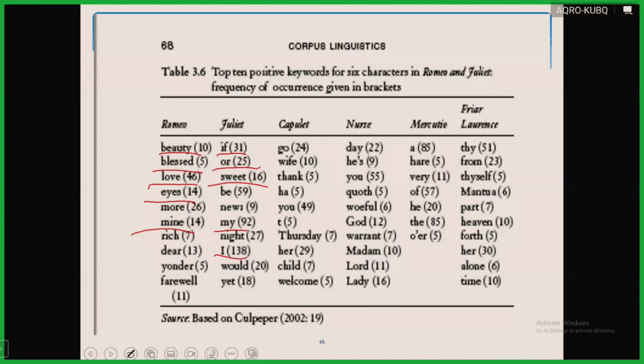Ma'am, how are these words arranged if not by frequency? Sorry? Like, what's the sequence of their arrangement? These are not sequential arrangements. They have just written down the words.